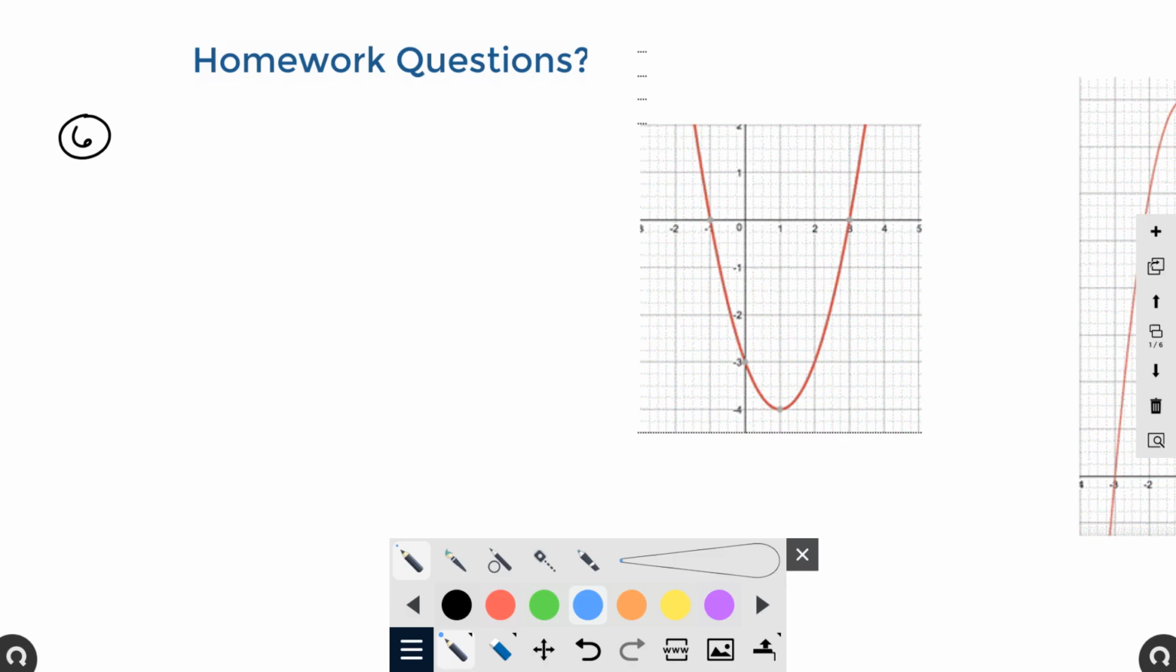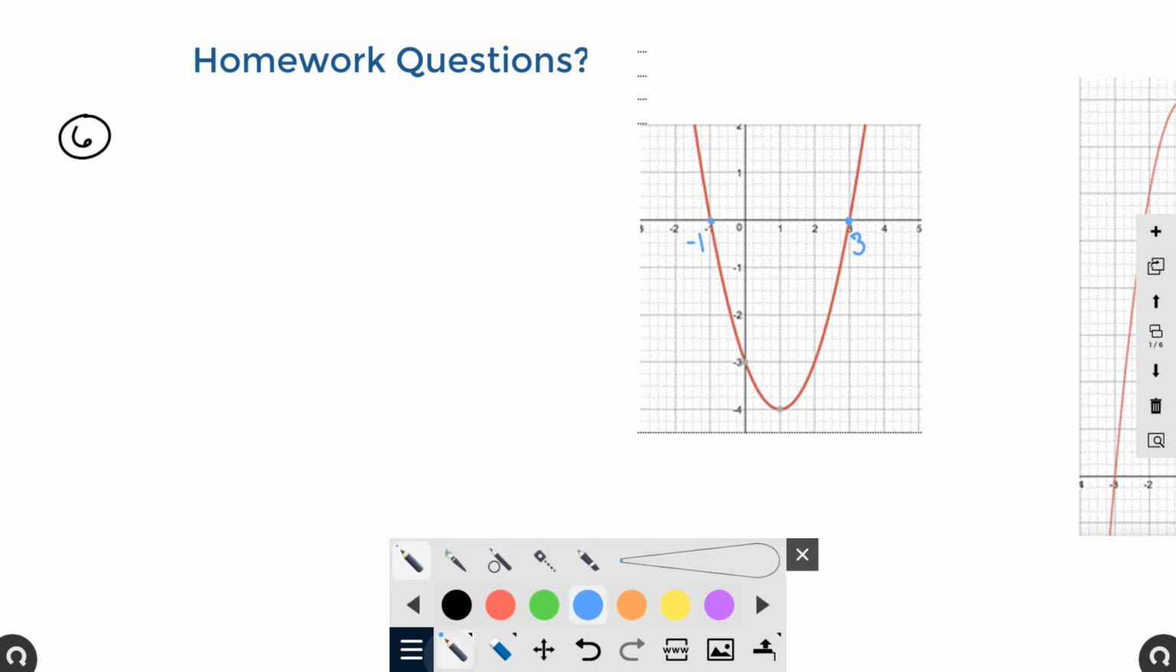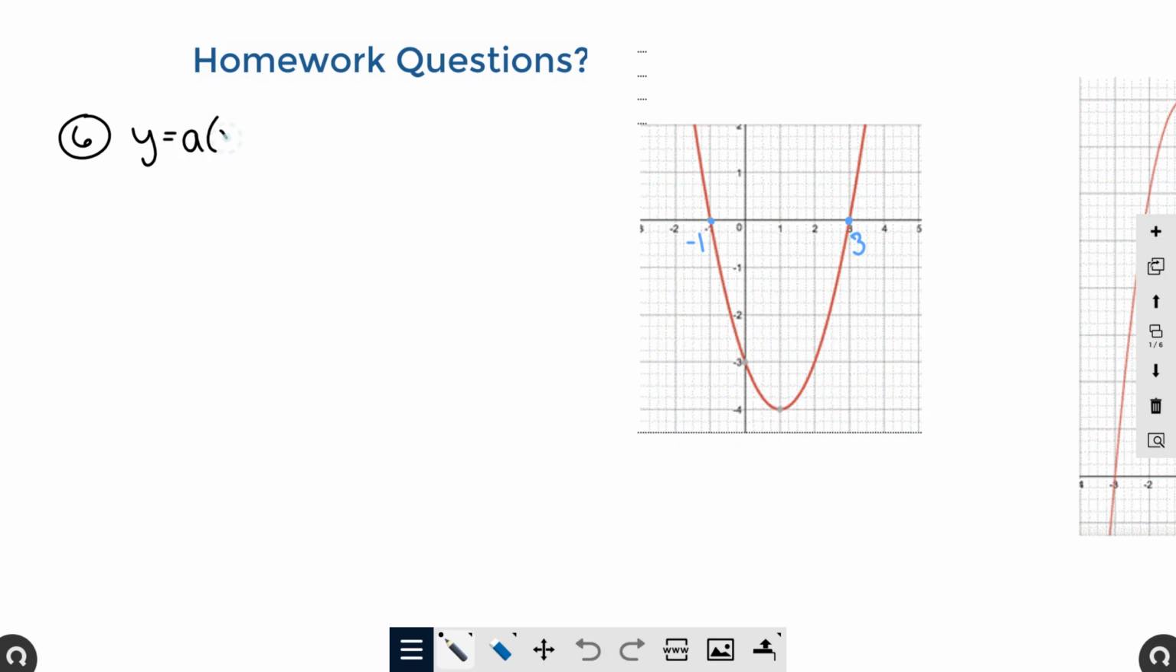X-intercepts. Okay. X-intercepts are at... Good. Now, if you pick out x-intercepts first, what form do you need to use? Factored form. So y equals a, x minus b, x minus c. Now, the x-intercepts plug in for what letters? B and c. So b can be -1 and c can be 3.